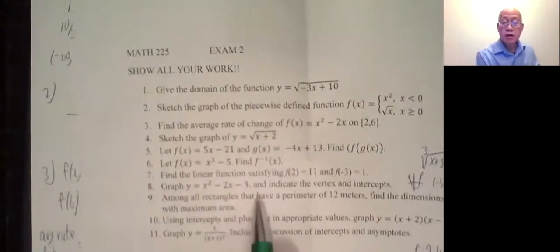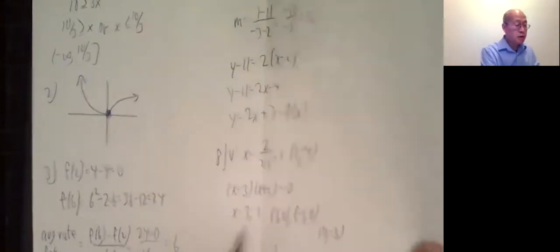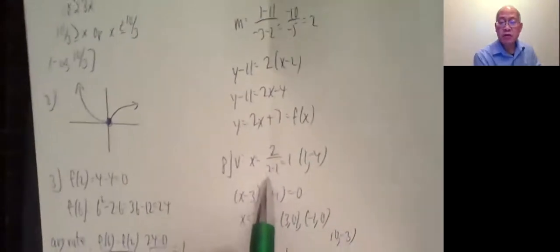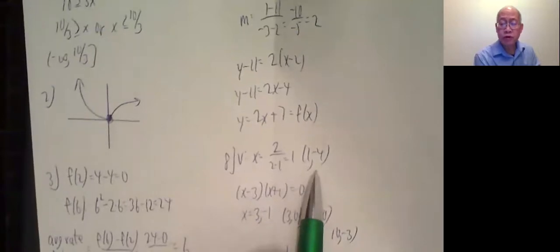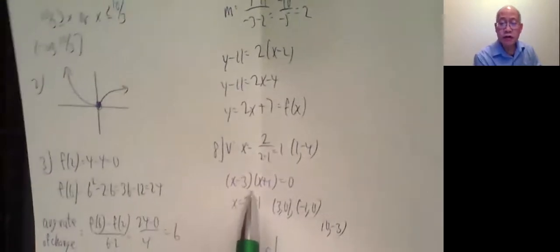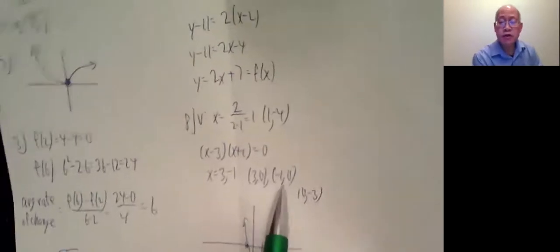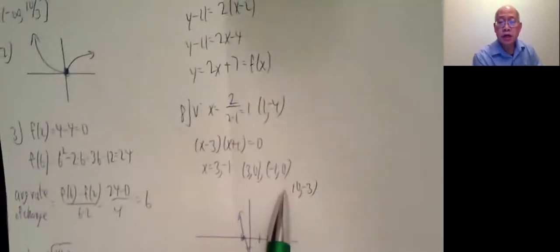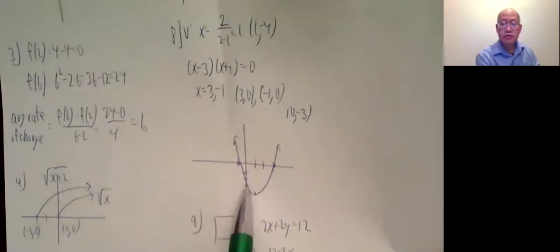Okay, number 8. Graph, find the vertex and intercepts. The vertex is at negative b over 2a, so 2 over 2 times 1, which is 1. So 1 comma negative 4; plug in 1, you get negative 4. That's the vertex. Factor the original expression: x minus 3, x plus 1 equals 0. x is 3 and negative 1. So I have 3 comma 0 and negative 1 comma 0 as x-intercepts. For the y-intercept, plug in x is 0, you get 0, negative 3. So here's the graph. Vertex here, x-intercepts here, y-intercept here.